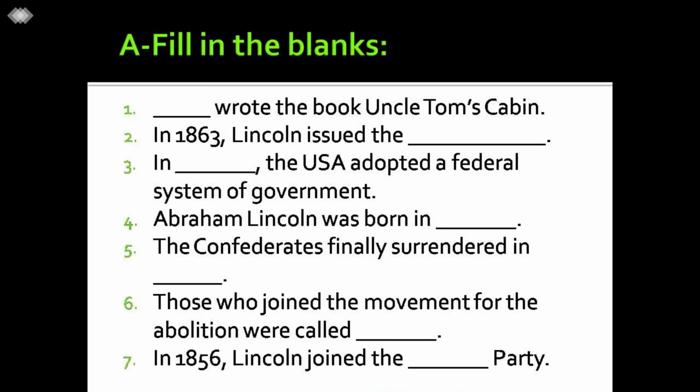Let me read out for you, my dear students. A. Fill in the blanks. First, dash wrote the book Uncle Tom's Cabin. Second, in 1863, Lincoln issued the dash. Third, in dash, the USA adopted a federal system of government. Fourth, Abraham Lincoln was born in dash. Fifth, the Confederates finally surrendered in dash. Sixth, those who joined the movement for the abolition were called dash. Seventh, in 1856, Lincoln joined the dash Party.